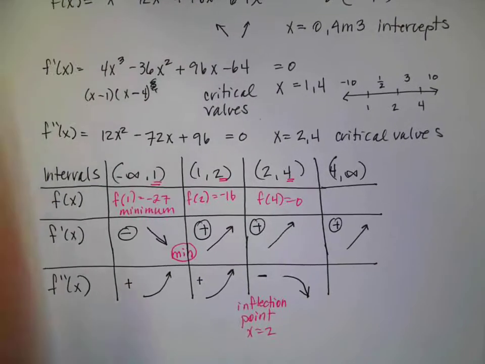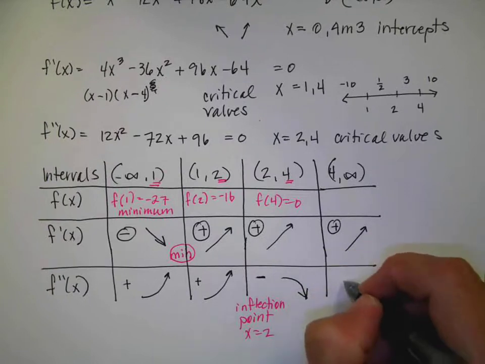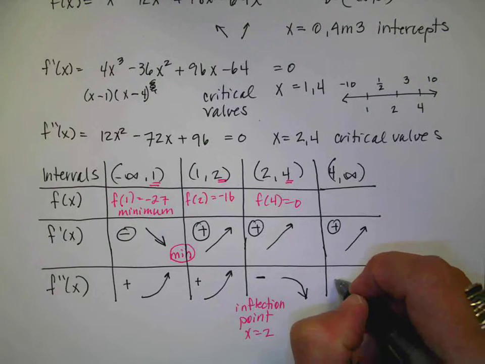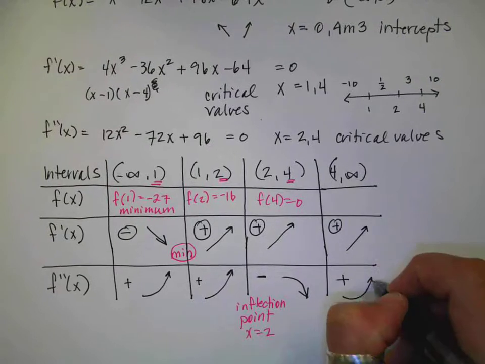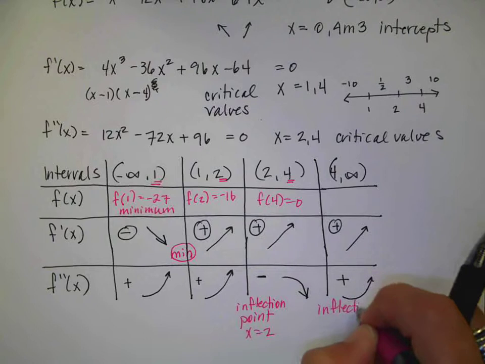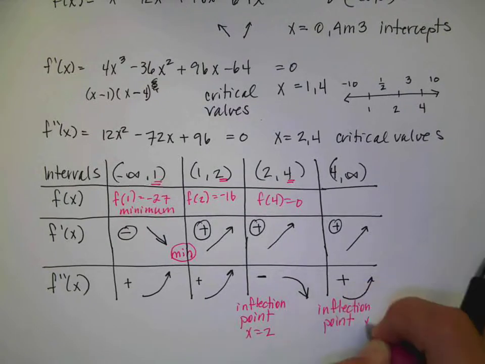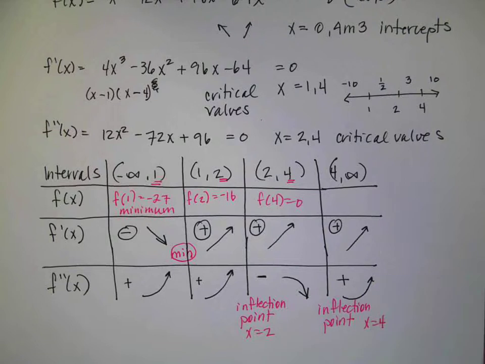Okay, scoot it up just a little bit. I thought I gave myself enough room. And then in this last one, this is positive, this is concave up, and so I have another inflection point. And this one is going to be at x is equal to 4. So I really like this method, I think that it's a nice and polite way to organize, and it actually gives you a nice visual of your graph.